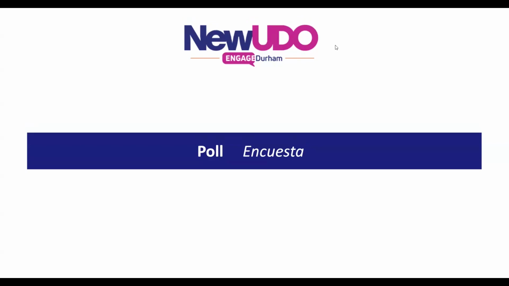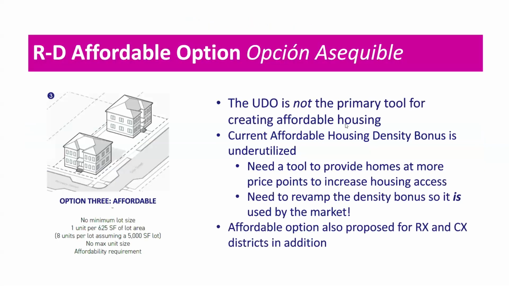Awesome. All right, so jumping back in, this affordable option I want to talk about a little bit more, and just affordable housing generally. The UDO is not the primary mechanism that we have for creating affordable housing. As Lisa mentioned before, the UDO can't control rent prices.